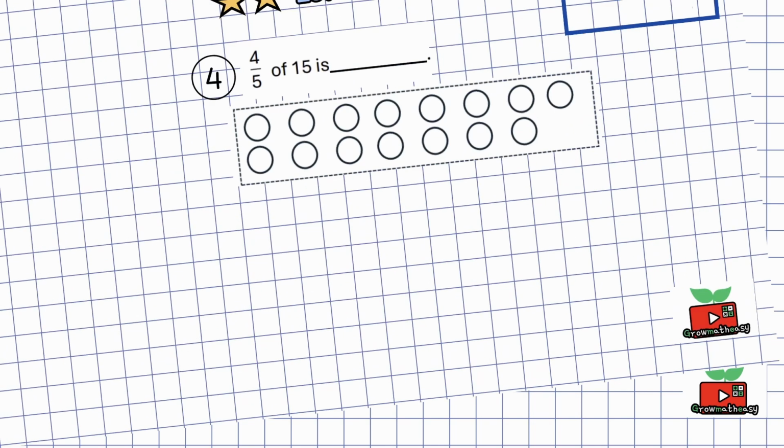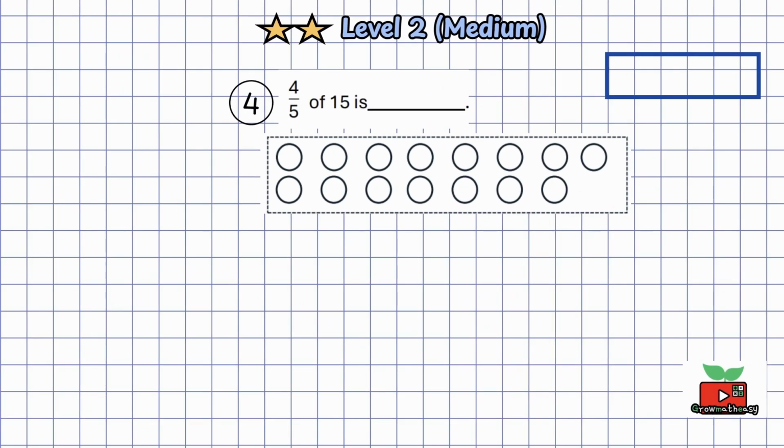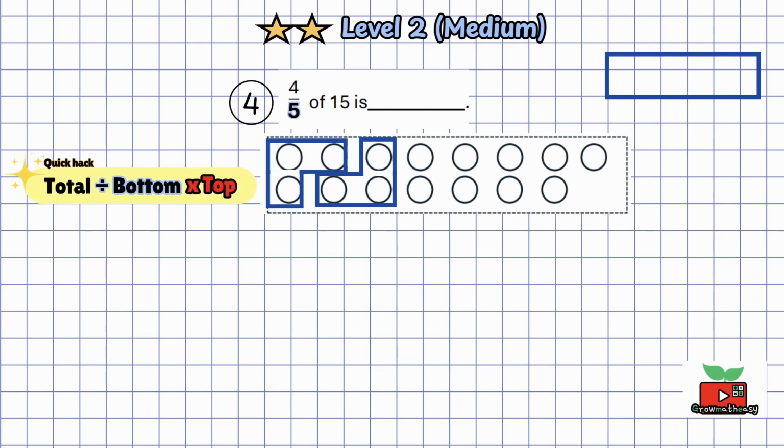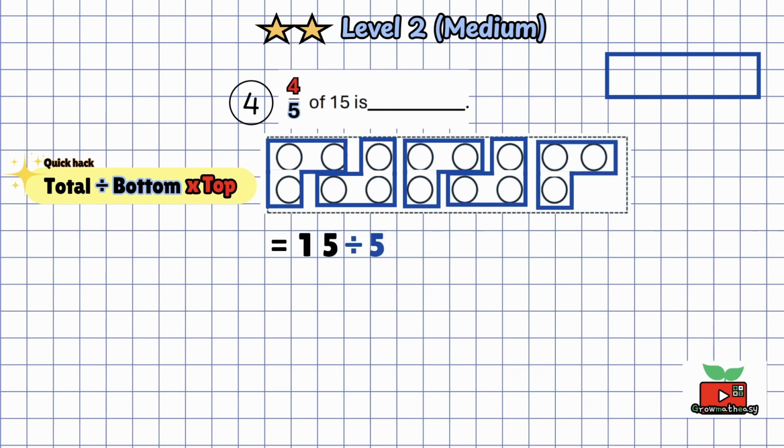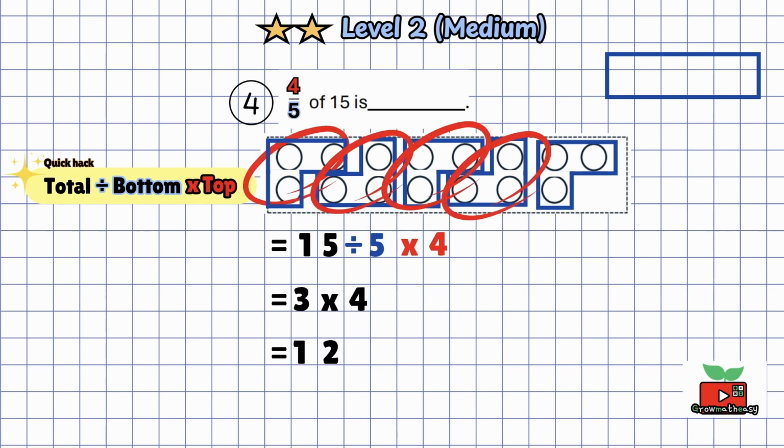Question 4. What is 4/5 of 15? Let's use the quick hack. The bottom number is 5, which tells us to divide the total by 5. Then we multiply by the top number 4. 15 divided by 5 is 3, and 3 times 4 is 12. So 4/5 of 15 is 12.